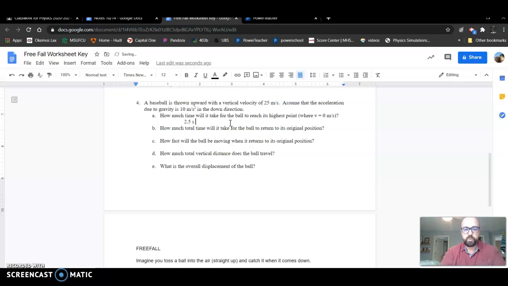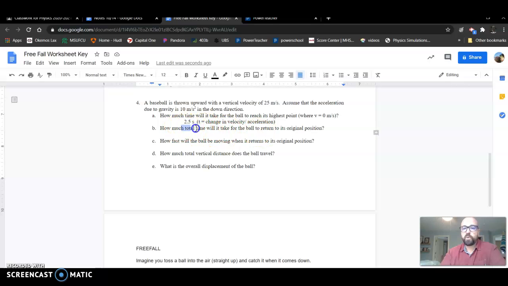And really what you're doing there is taking the initial velocity, or the change in velocity, divided by acceleration. So if you need a formula for this, it looks like this: time equals change in velocity divided by acceleration, which we've seen before. I don't think about this formula when I do this one in my head, but you may need to or want to if you're doing it that way.